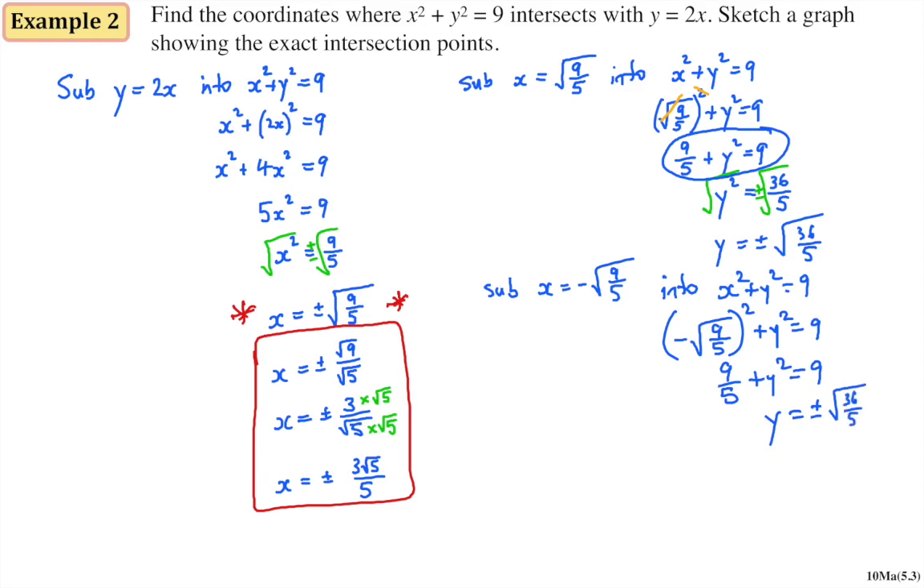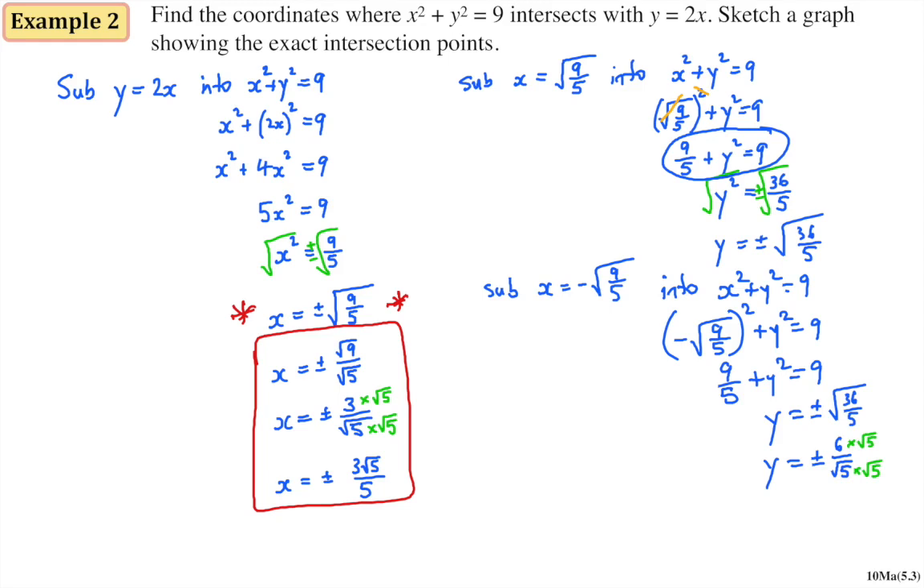Now just like I did here, just so you can see it happen, I'll take this further. I could say y equals plus or minus. Now let's do the square root of 36. The square root of 36 is 6. Let's do the bottom part, the square root of 5, which is square root 5. Now I'm going to multiply top and bottom by square root 5 because I want to rationalize the denominator.